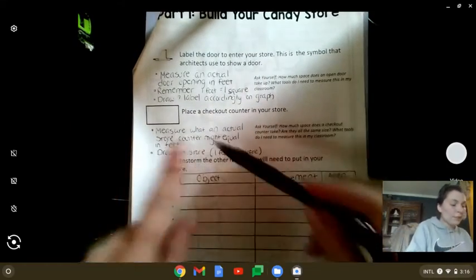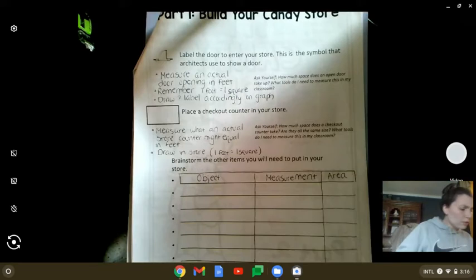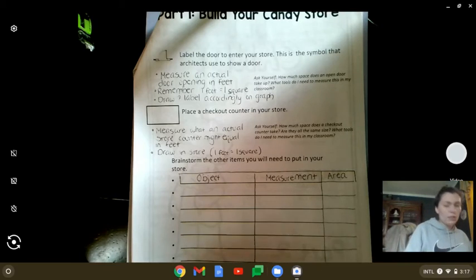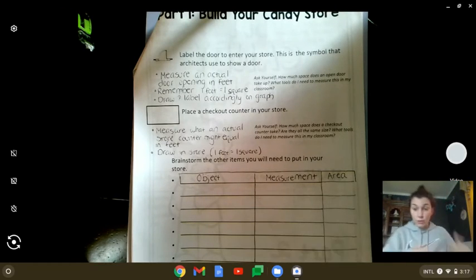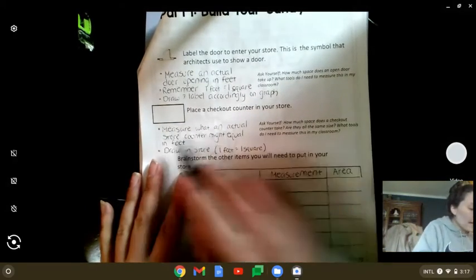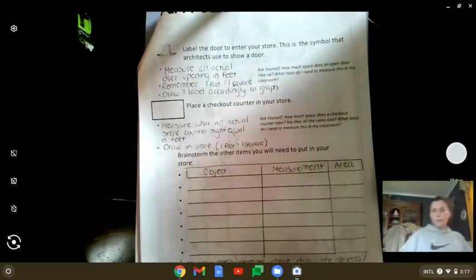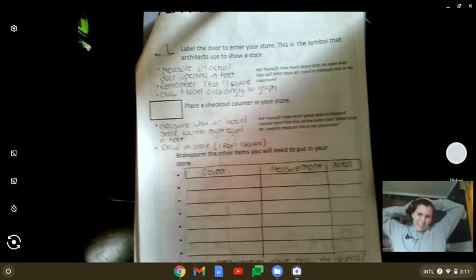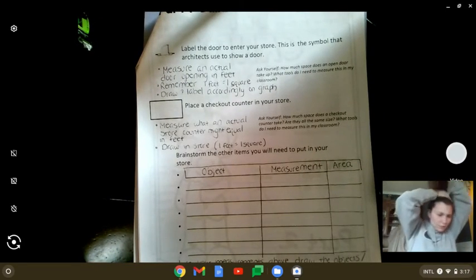Okay, so now we need to place a checkout counter. So we need to find something in our house, a countertop, a table, a dresser, whatever you think would be the size of a counter, a checkout counter that you would use to check people out and pay for your candy. So measure what an actual store counter might equal in feet. So envision that in your mind and then go around your house and see what you can find that would be close to a checkout counter.